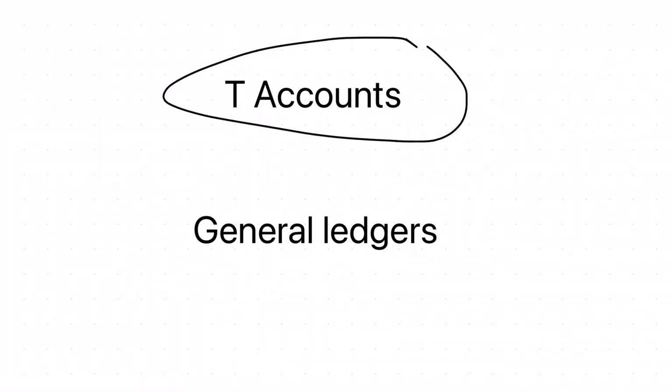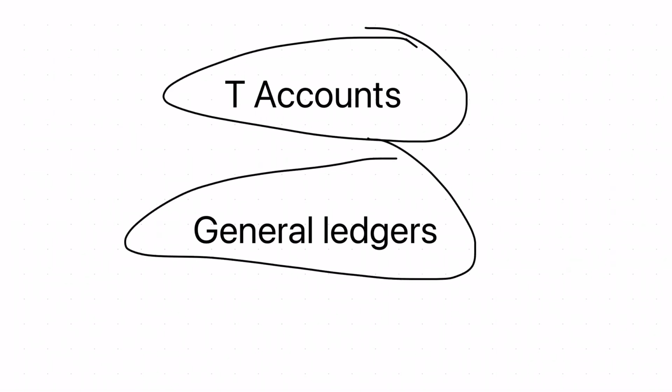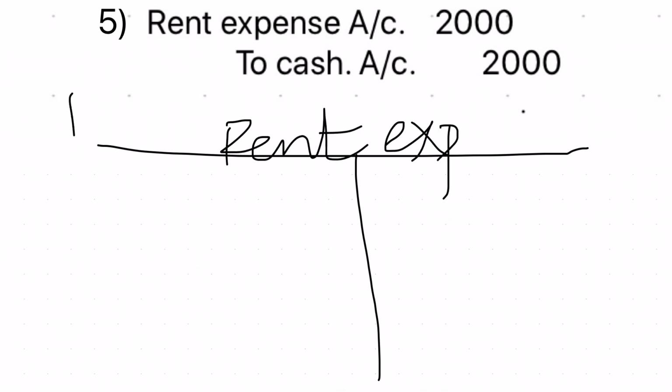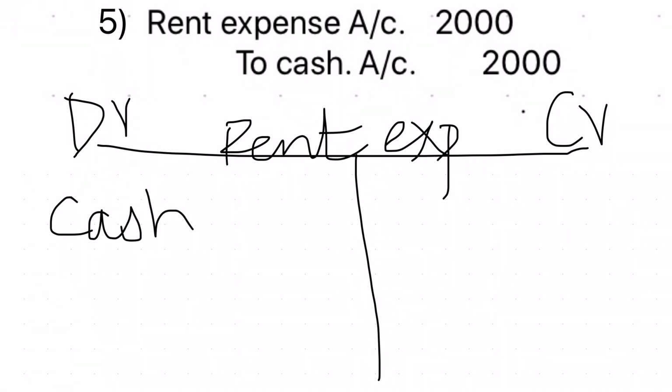We will create T accounts, journal ledger using journal entries. Here we start today's first transaction. In the first transaction here we write the rent expense account, right side debit balance, left side credit balance, rent expense to cash account amounting 2,000 rupees.